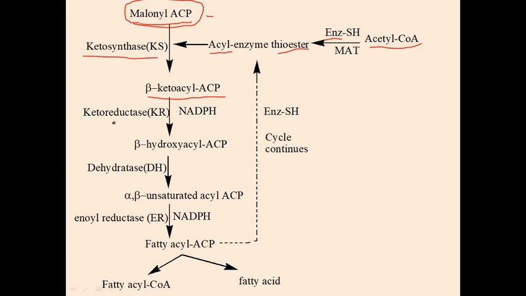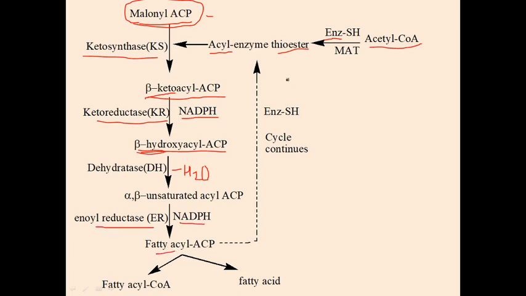Next, ketoreductase will convert beta ketoacyl ACP into beta hydroxyacyl ACP. Here the keto group is reduced to hydroxy in the presence of the cofactor NADPH. Next, this hydroxy gets removed along with one hydrogen, so water is removed. The enzyme which removes water from this beta hydroxyacyl ACP is a dehydratase, and the product formed is alpha beta unsaturated acyl ACP. Further, enoyl reductase utilizes NADPH and forms fatty acyl ACP.